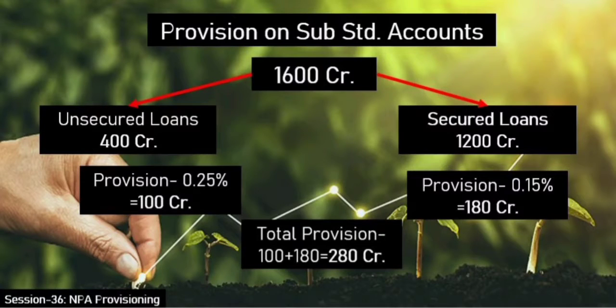So here it is 0.25%, and 0.25% of 400 crore fetches you 100 crore. And for secured loan, the provisioning is lesser than unsecured loan, which is 0.15%. So that fetches you 180 crore. So the total provisioning for substandard accounts of 1,600 crore is 100 plus 180, which is 280 crore.